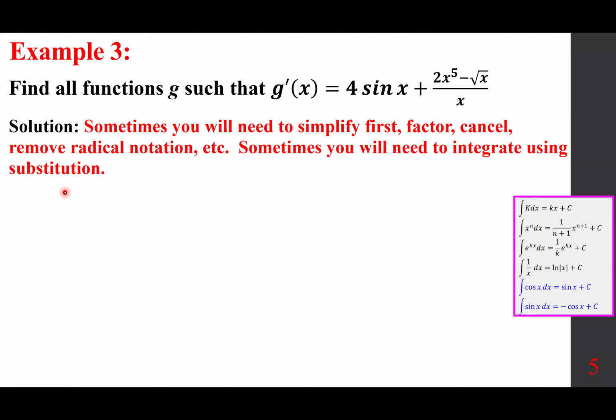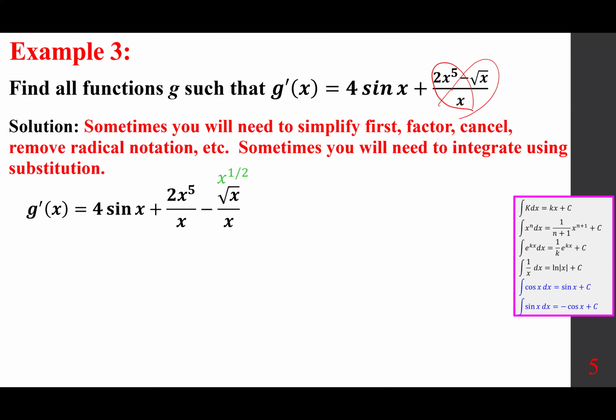Sometimes we will need to integrate using substitution. So in this case, we make up two fractions. This one is 2x to the power of 4. This one is minus square root of x over x, which is x to the power of 1/2. So this remains, this is 2x to the power of 4, and this is x to the power of 1/2 minus 1, or negative 1/2.